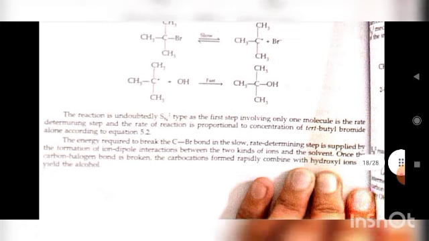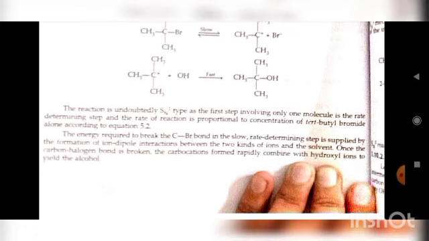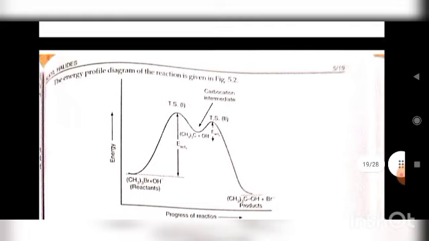The reaction is undoubtedly SN1 type, as the first step involving only one molecule is the rate determining step, and the rate of reaction is proportional to the concentration of tertiary butyl bromide alone according to equation 5.2. The energy required to break the carbon-bromine bond in the rate determining step is supplied by the formation of ion-dipole interactions between the two kinds of ions and the solvent. Once the carbon-bromine bond is broken, the carbocation formed rapidly combines with hydroxyl ions to yield the alcohol.